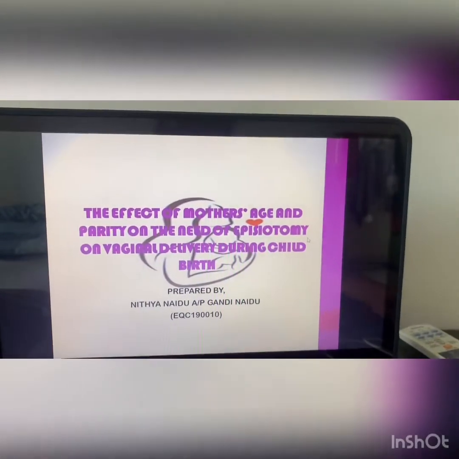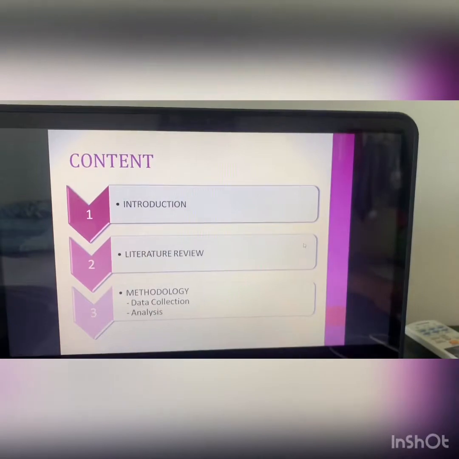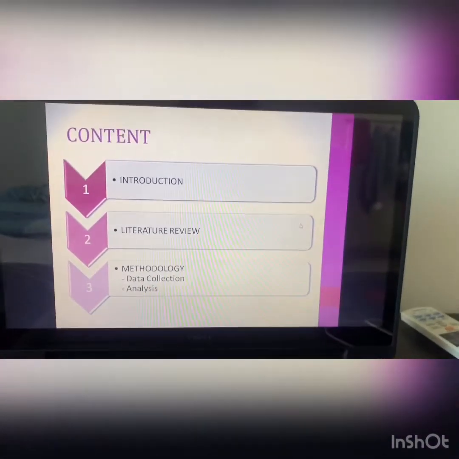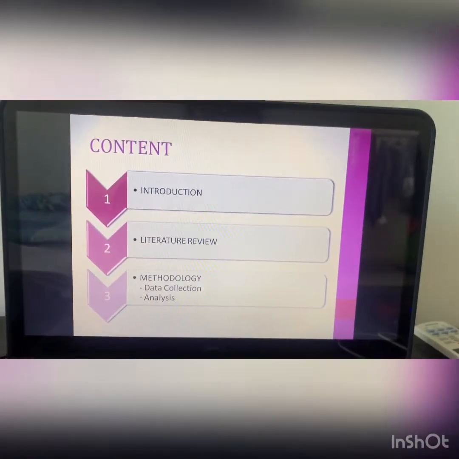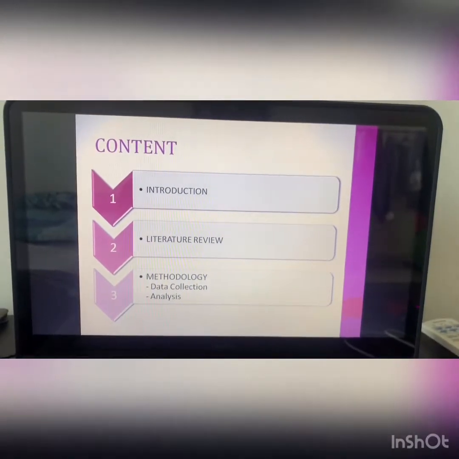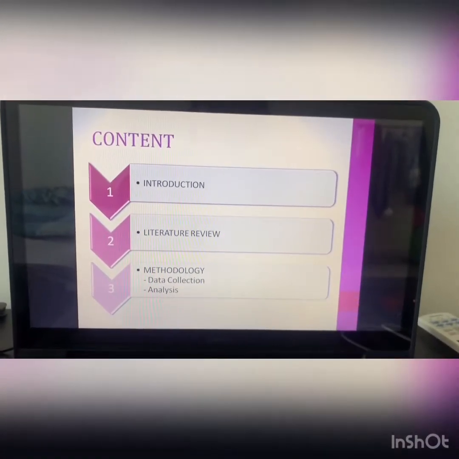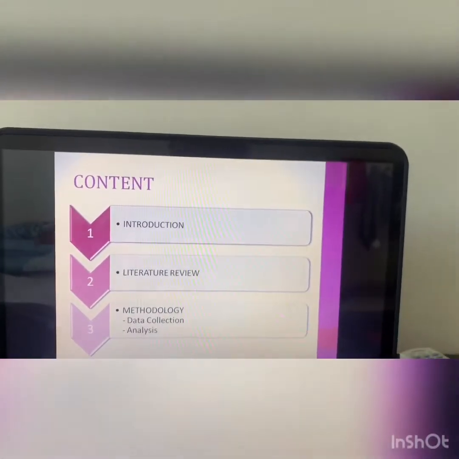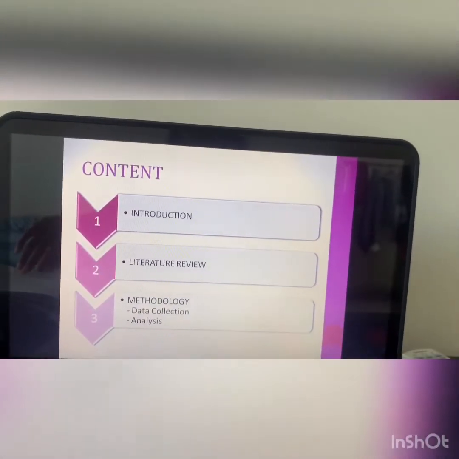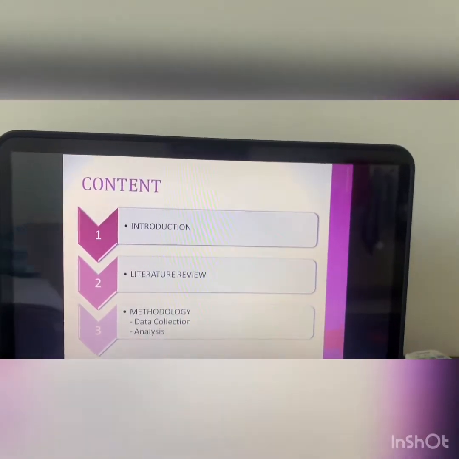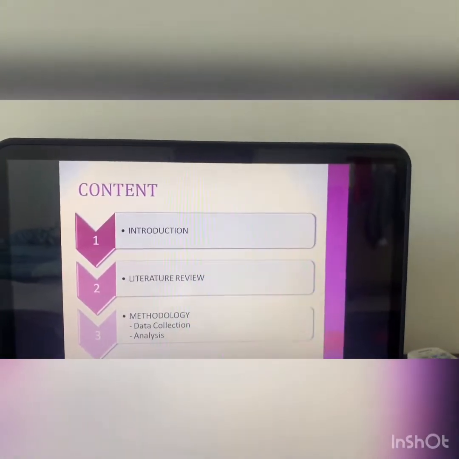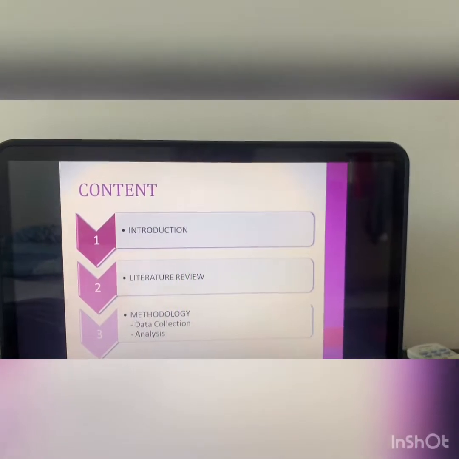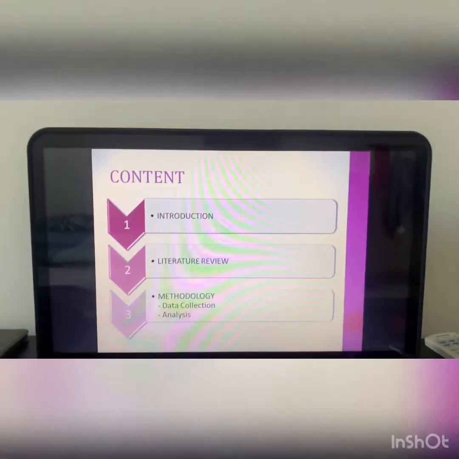The topic that I chose for the project paper is the effect of mother's age and parity on the need of episiotomy in vaginal delivery during childbirth. Slide into the portal shortly. In this slide, we're going to discuss the introduction for the project paper, the topic, and also the literature review and methodology. Under the introduction, we'll be discussing the objective of the studies, background studies, problem statement, and also research questions and significance of the studies.